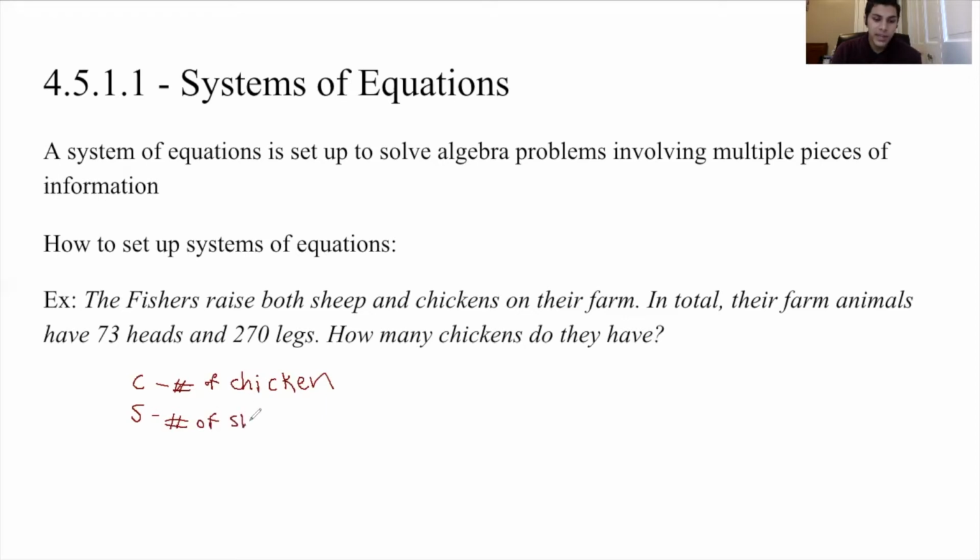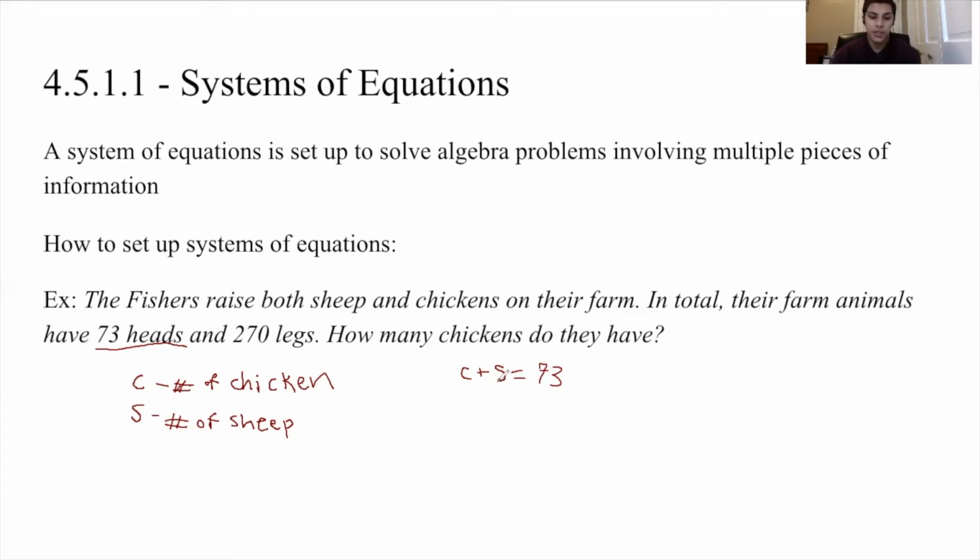All right, so now let's set up our equations, because we have variables for everything we need a variable for. We have a variable C for the number of chickens and a variable S for the number of sheep. So we're going to set up our first equation based off the pieces of information this question gives us. The first piece is that in total, their farm animals have 73 heads. A chicken has one head, a sheep has one head. So if we just add the amount of chickens to the sheep, C plus S, that's going to get us 73. Because for each chicken, there's a head, for each sheep, there's a head. So if you add the total amount of chickens and the total amount of sheep, that's going to give you a total of 73 heads.